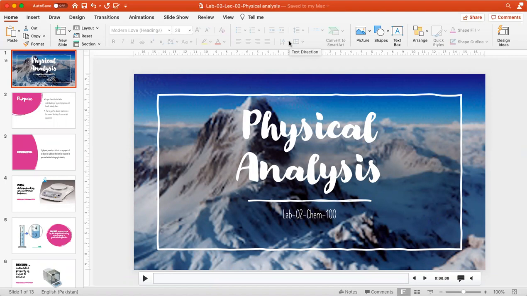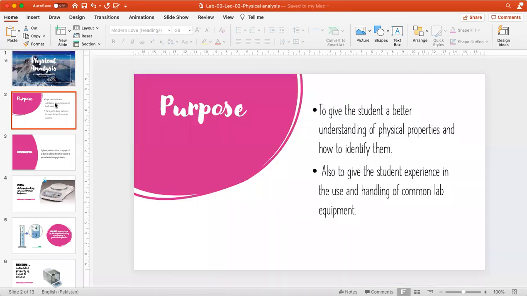Okay, you need to understand what is known as physical analysis. The main purpose is to give the student a better understanding of physical properties and how to identify them, because a physical property is defined as any aspect of an object or substance that can be measured or perceived without changing its identity.